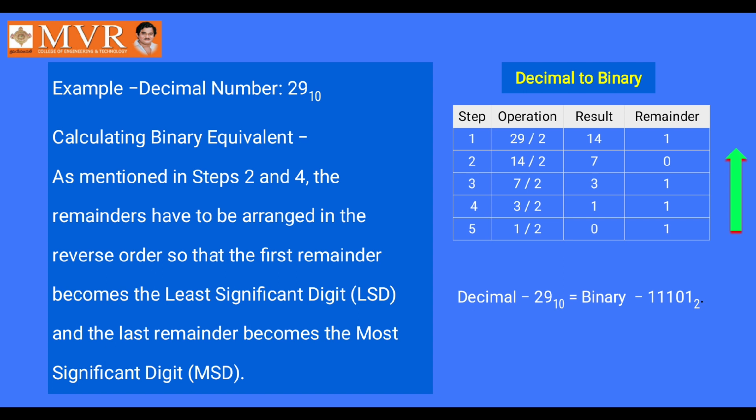Then you see the remainders: 1 first remainder, 0 second remainder, 1 third remainder, 1 fourth remainder, 1 fifth remainder. As I told you, the arrow mark shows that you have to write from bottom to top. So in the result part, decimal 29 base 10 is equal to binary 11101, because we have written from bottom to top. So this is the conversion of decimal to binary.